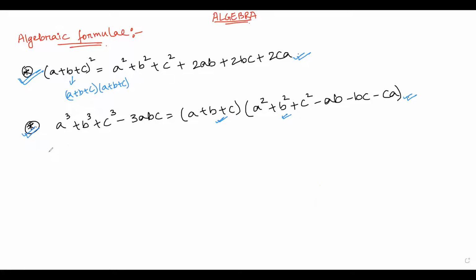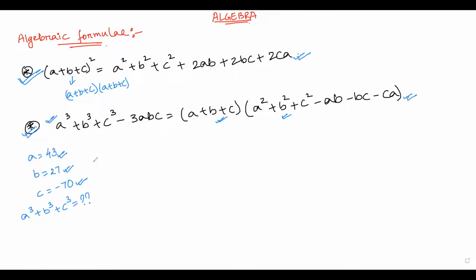Now, let us see how we can make use of this formula. Suppose a has been given as say 43, b has been given as say 27, and c has been given as say minus 70, and we need to find the value of a cube plus b cube plus c cube. Well, one thing that we can do is find the cube of 43, cube of 27, and cube of minus 70, and add them all. But that would be too time consuming. So instead of that, we can simply take the help of this formula.